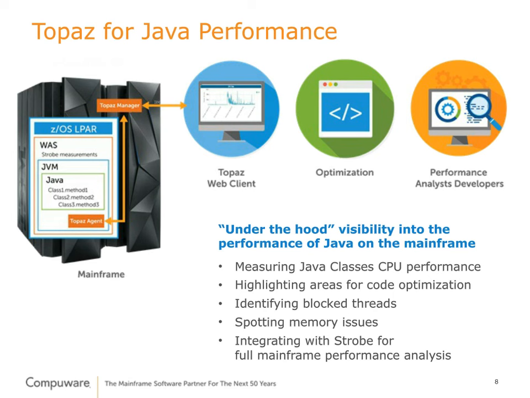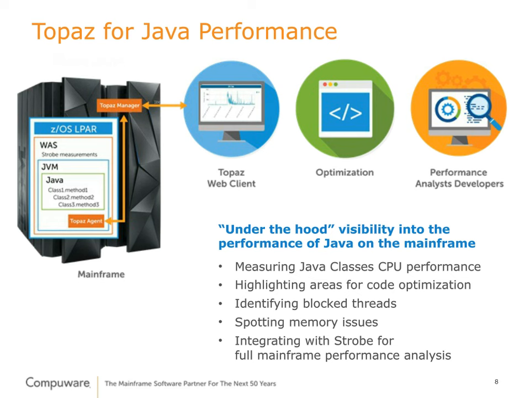To give a brief overview, Topaz for Java is a tool for both performance analysts and developers. The solution has an agent and a manager component that can reside in the mainframe and gathers metrics and also controls the performance monitoring process. Users can interact with both these components through an intuitive web-based interface, which can be accessed via any browser.